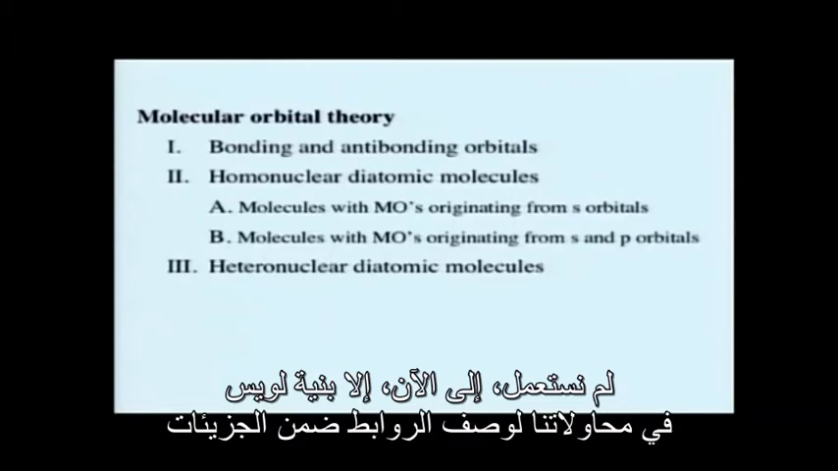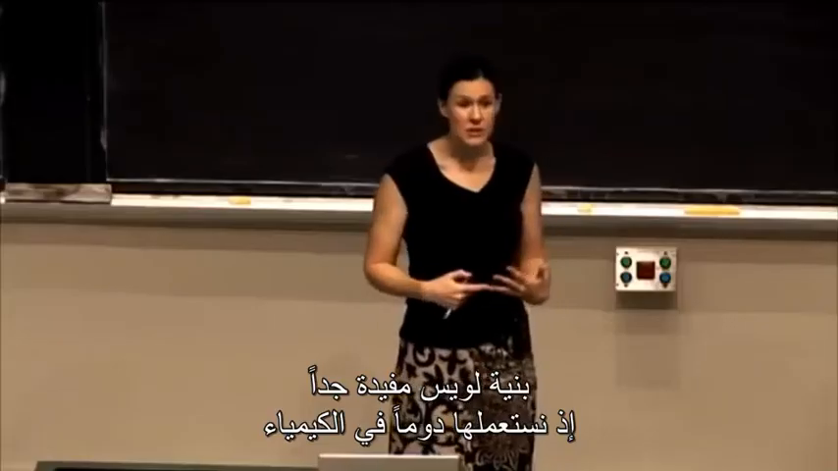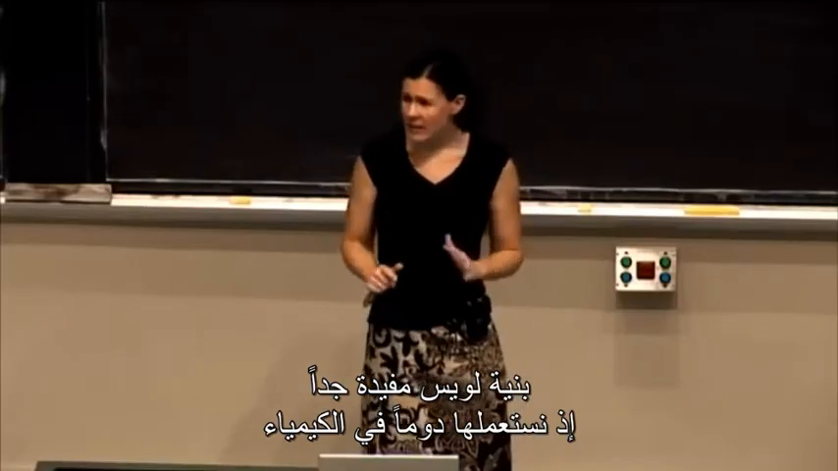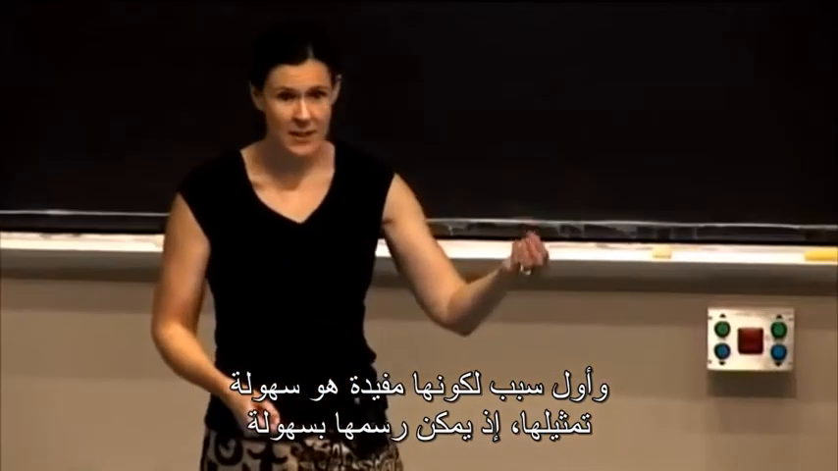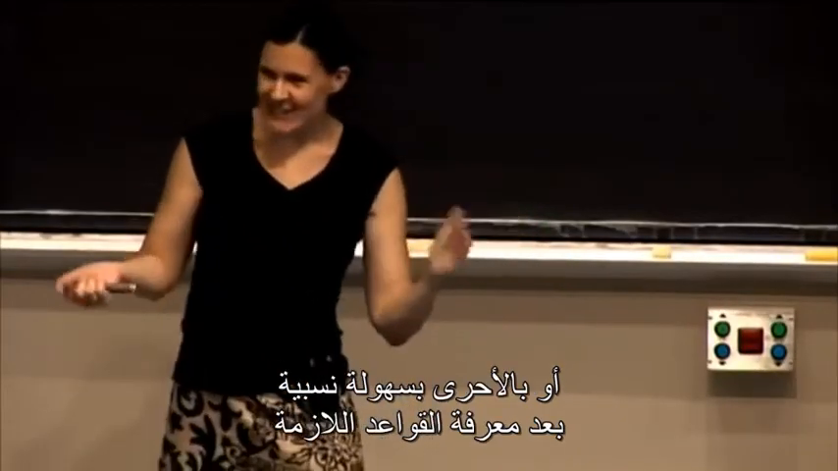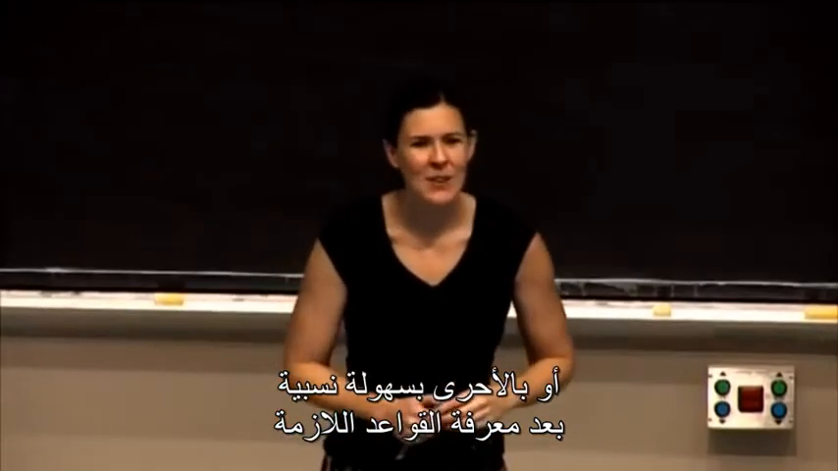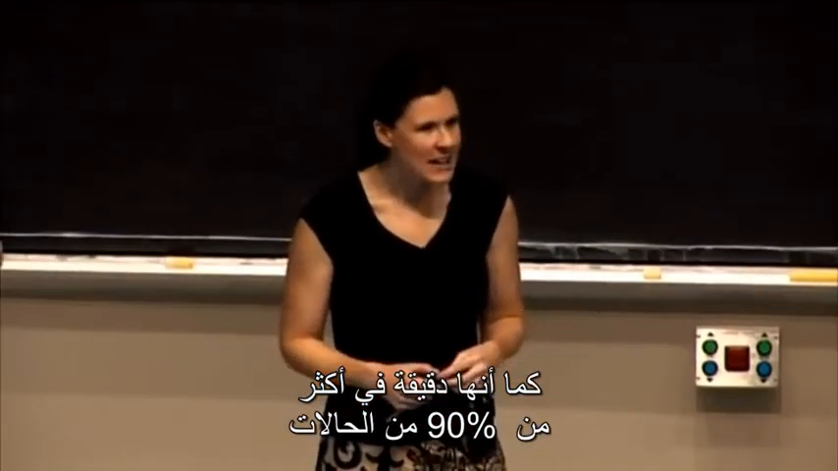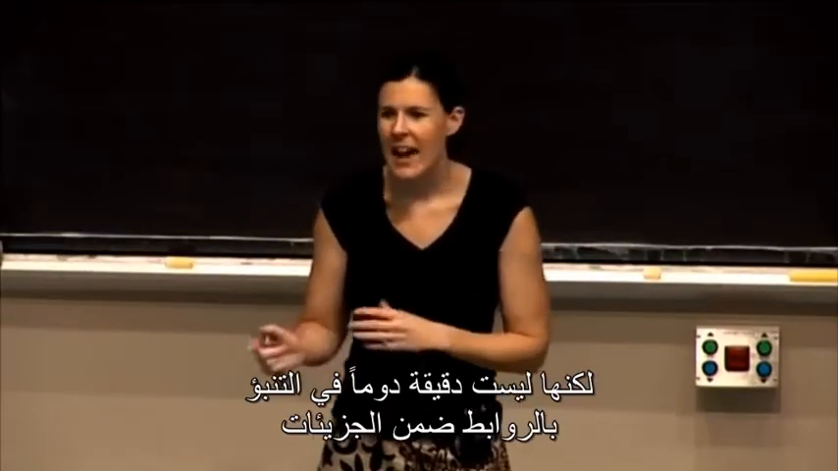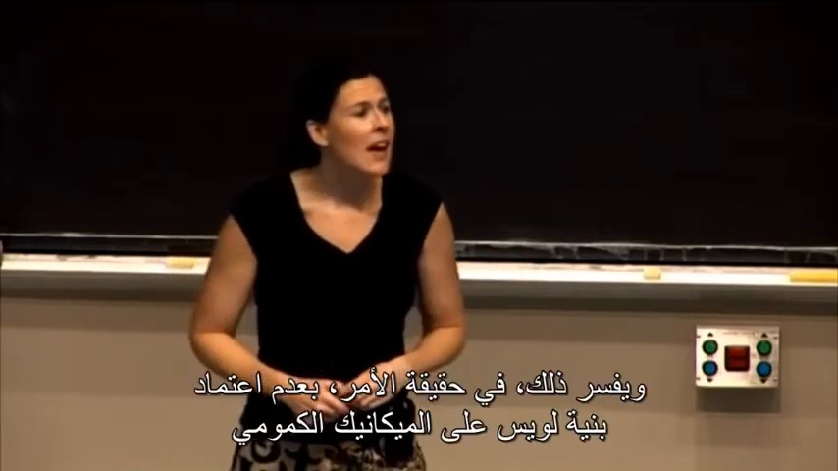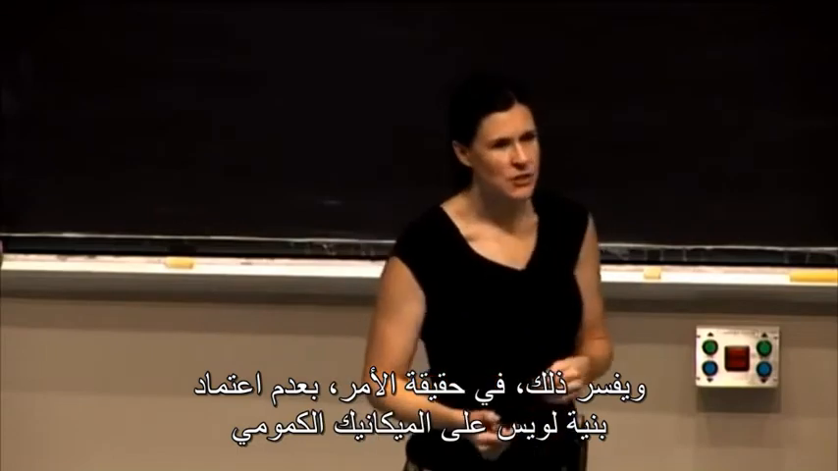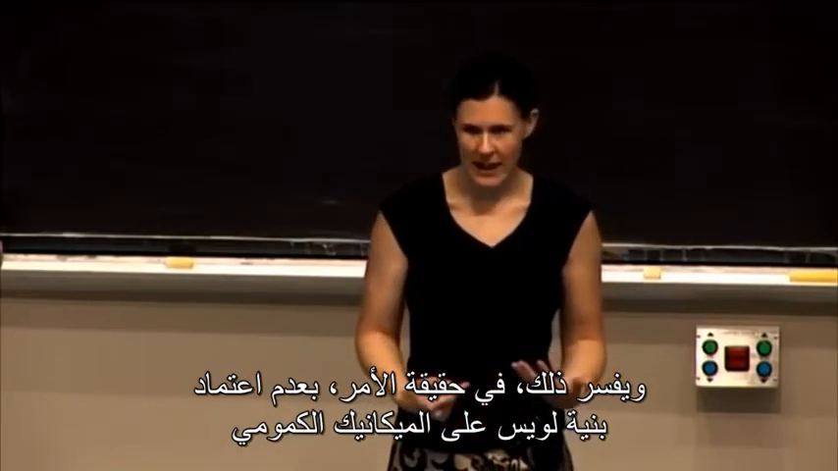So far, we've exclusively been using Lewis structures anytime we've tried to describe bonding within molecules. Lewis structures are really useful. We use them all the time in chemistry, and they're useful because, first of all, they're easy to depict, easy to draw, relatively easy once we get all the rules down, and also they're accurate over 90% of the time. But they're not accurate all the time in predicting bonding within molecules. And the reason for this is because Lewis structures are not, in fact, based on quantum mechanics.